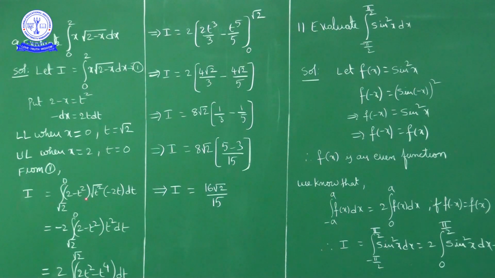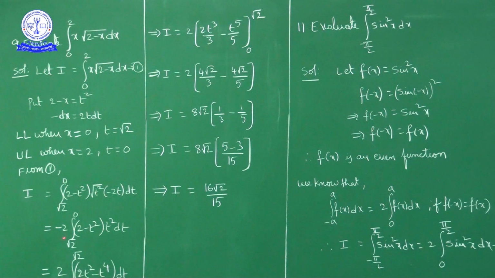X we can write as 2 minus t square, into square root of 2 minus x, which is nothing but square root of t square, into dx, which is minus 2t dt. But this minus 2 constant I will write outside. Minus 2 into integral root 2 to 0, 2 minus t square into square root of t square, which is t, into t square. Now if you multiply t square inside, what do we get? 2t square minus t power 4.